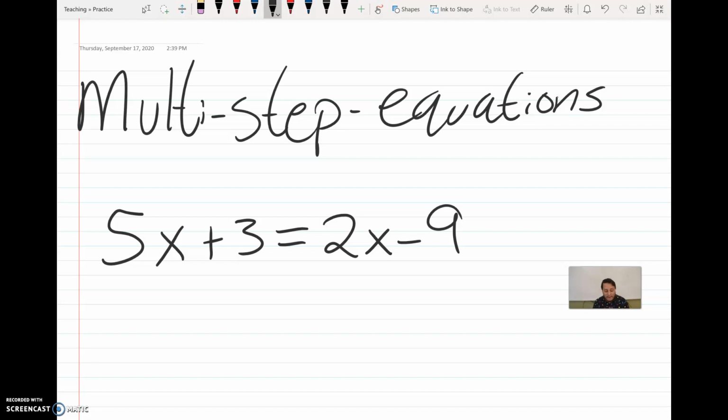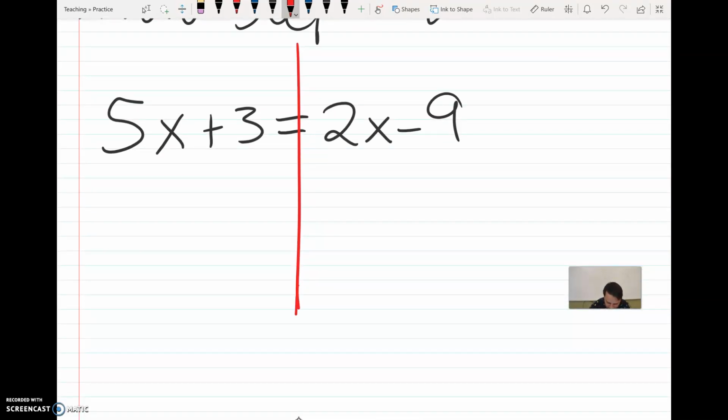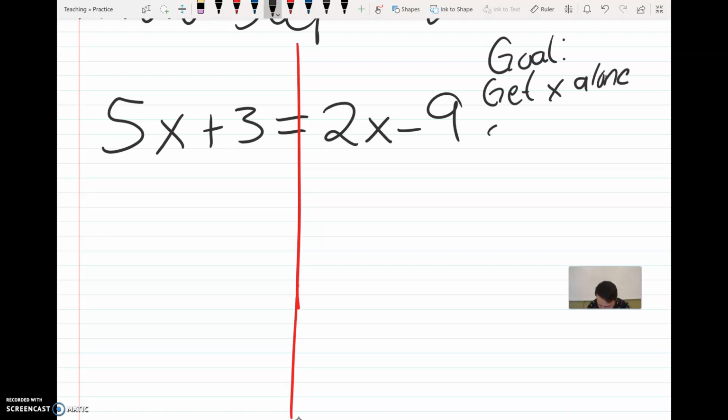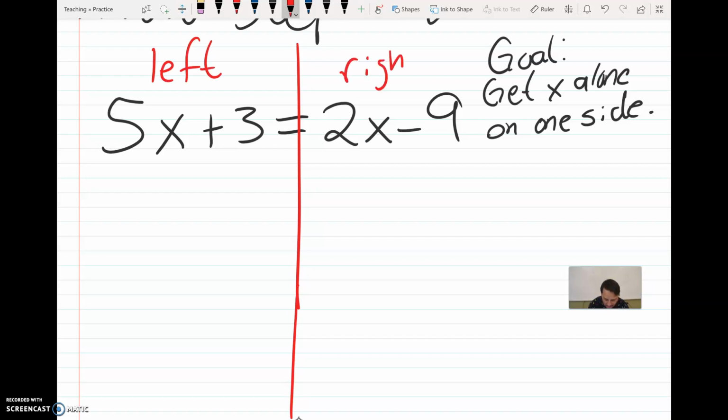Notice that the difference here, guys, is now we have the variable on both sides of my equation. So I'll go ahead and start off by drawing the red line. All right. The first thing we're going to do here, guys, is we need to remember what our goal is. So our goal is to get x alone on one side. Okay? So we need to choose which side we want x to be on, the left or the right? I'm going to go ahead and choose the left. I want my x to end up being on the left here.